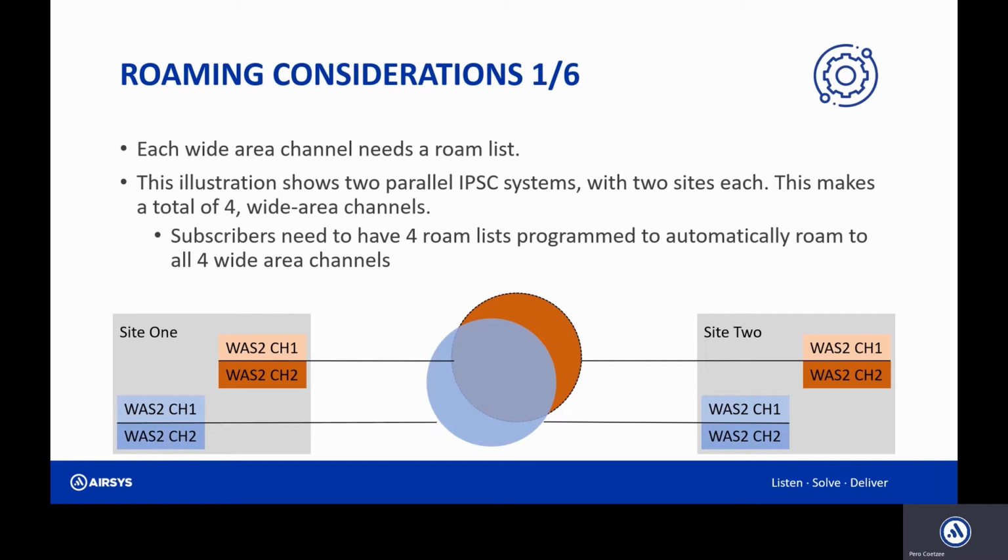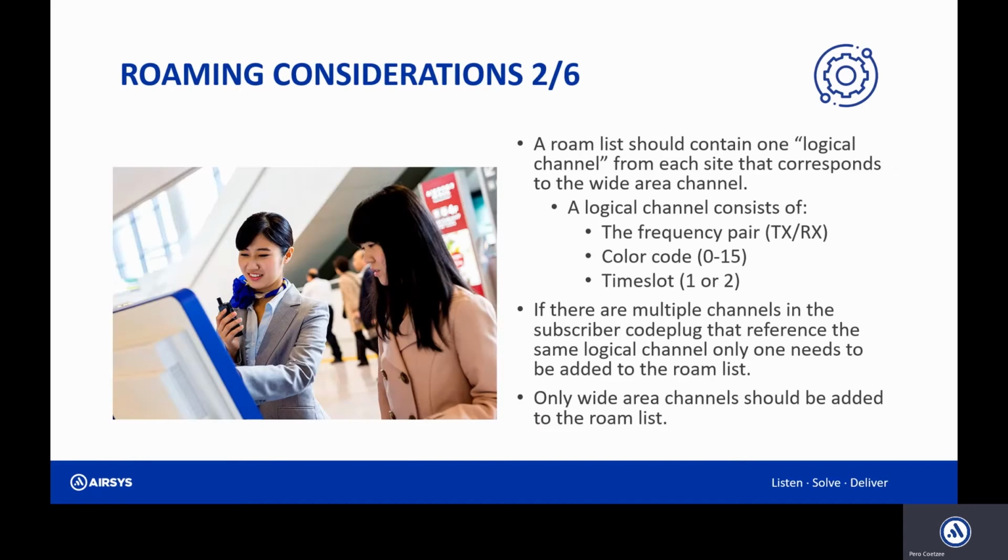And on the system, subscribers will need to have 4 roam lists programmed in order to roam between the 2 sites and all of the channels. So a roam list should contain one logical channel from each site that corresponds to the wide area channel. And the logical channel consists of the frequency pair, the color code, and the time slot. And if there are multiple channels in the subscriber code plug that reference the same logical channel, only one needs to be added to the roam list. And we'll look at the roam list in more detail as well.